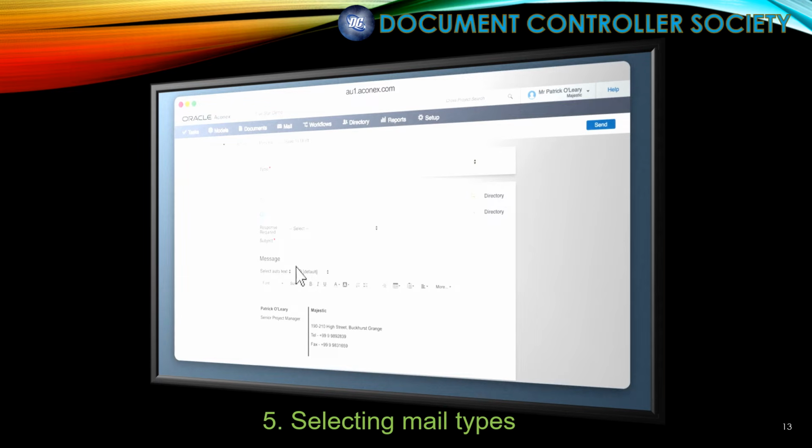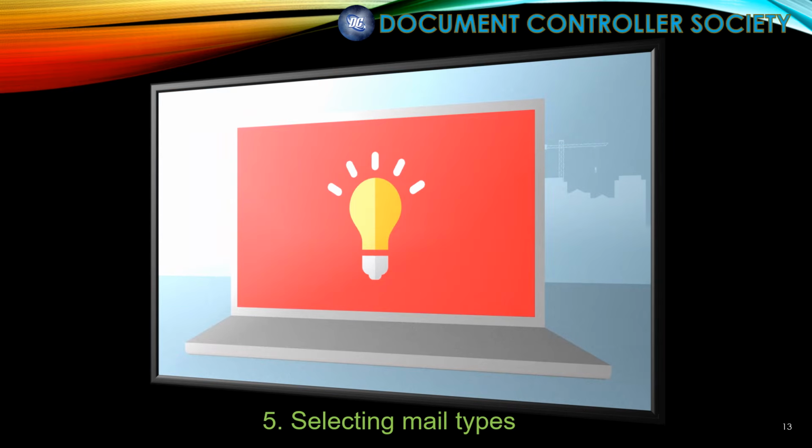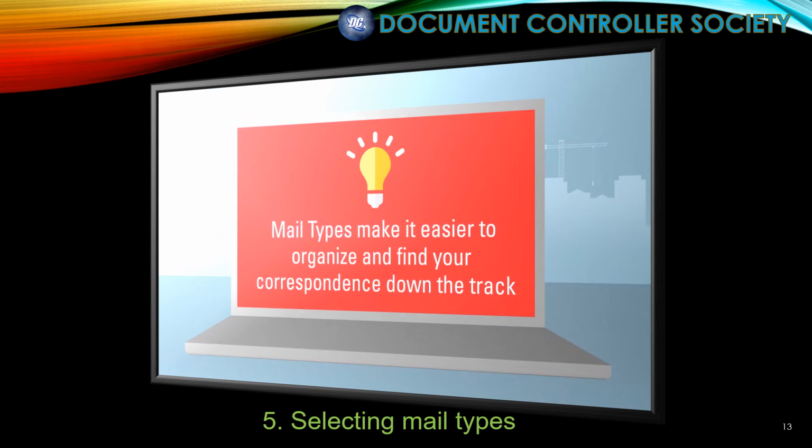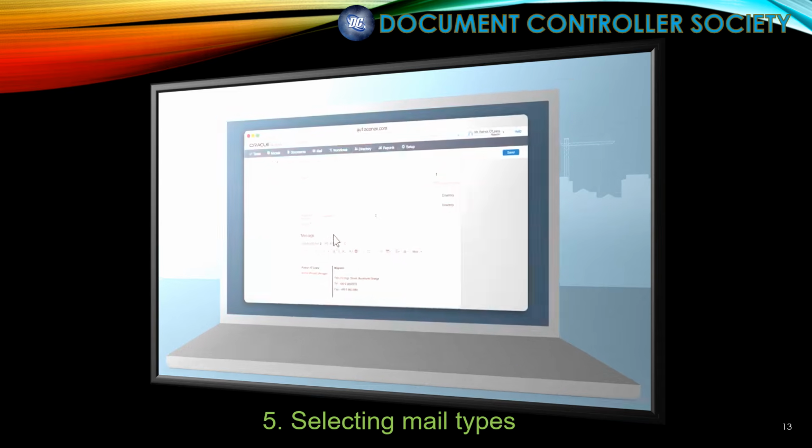As we mentioned in the previous video, every mail in ACONEX must have a mail type. Mail types are the way we distinguish the different forms of communication that are part of your day-to-day process. Request for information, extensions of time, design queries, and so forth. This is one of the ways ACONEX organizes your correspondence and enables you to find mail easily when searching.